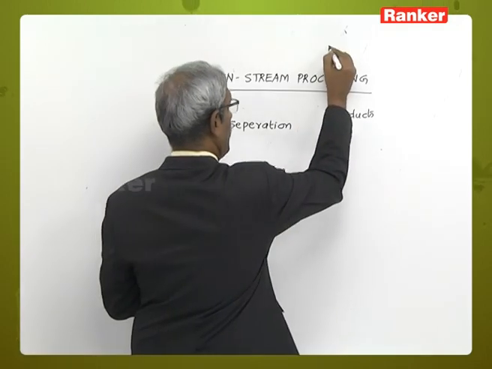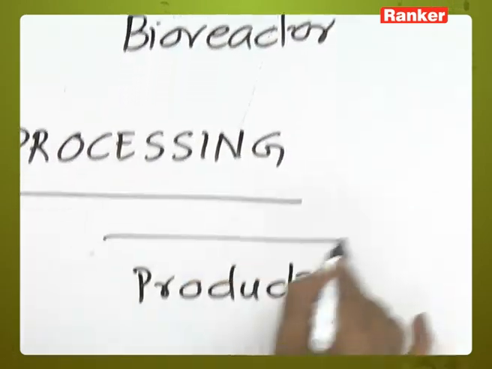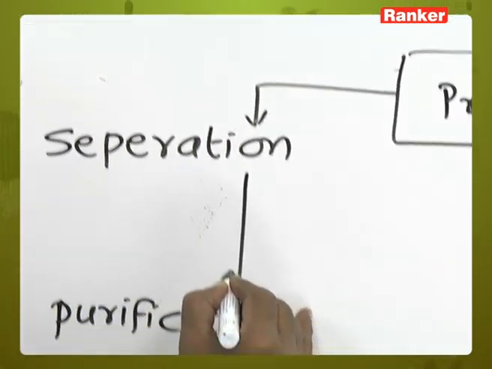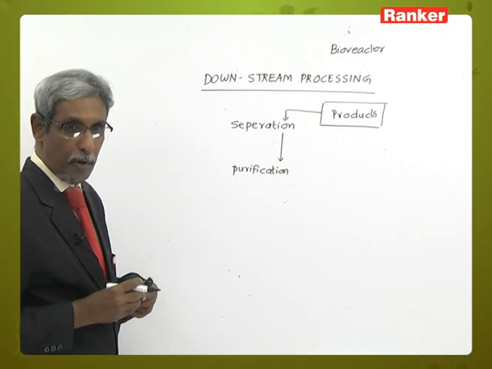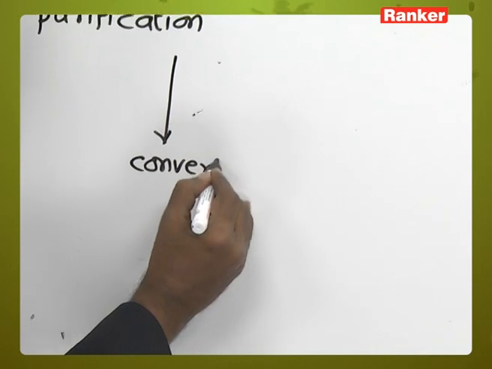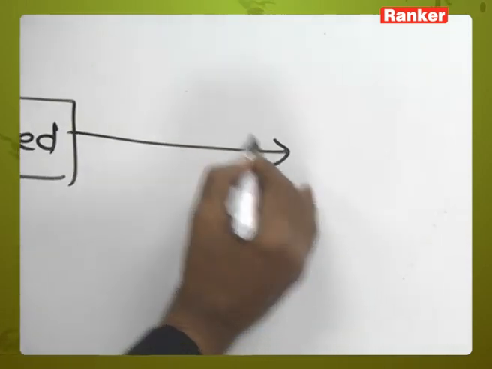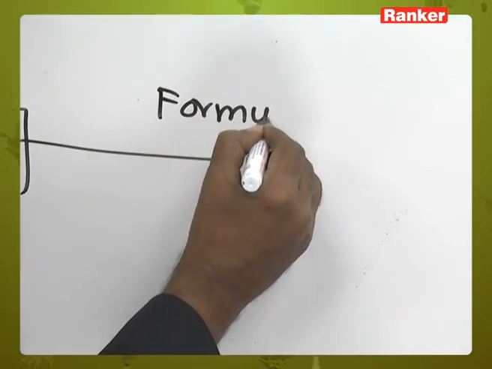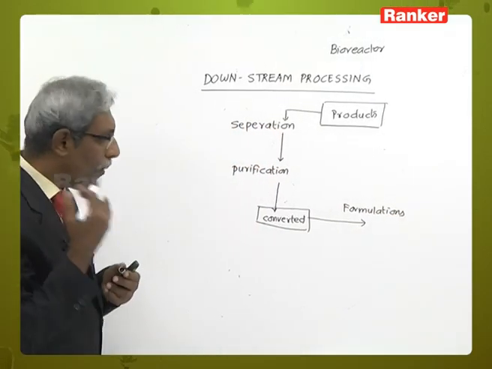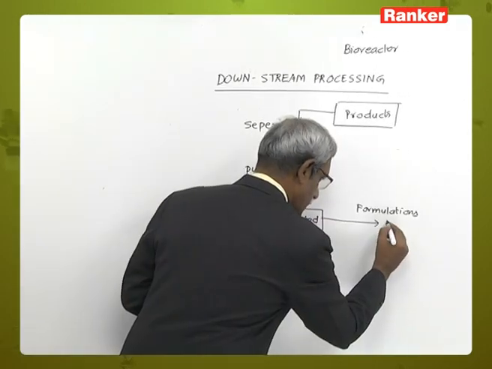So, we have had the bioreactors. From the bioreactor, we had the products. The products are separated and again they are purified. Once they are purified, they are converted by formulations. You convert them into formulations. Formulations are primarily meant for human use.